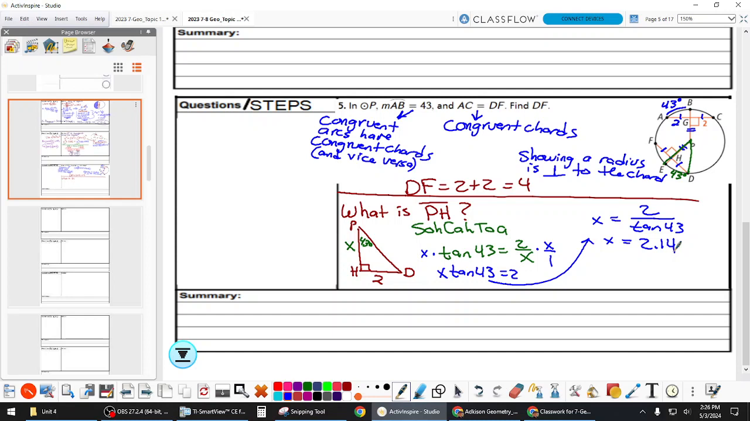Can we find the radius? Is it even possible? To find the radius, we would need the hypotenuse in this, right? Yeah, we can just use Pythagorean theorem. Okay, so continue the problem. You could use Pythagorean theorem now. 2.14. Let's do a better job of that. What else could you do? Could we use more trig? What is the trig ratio that relates 43, 2, and the radius?